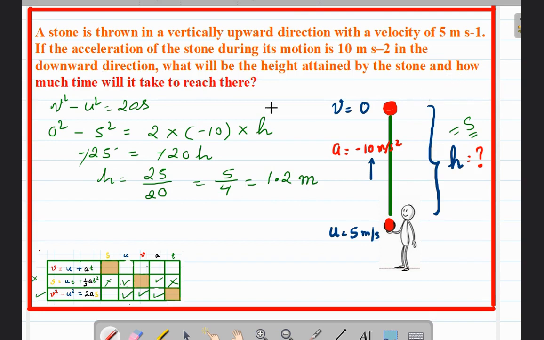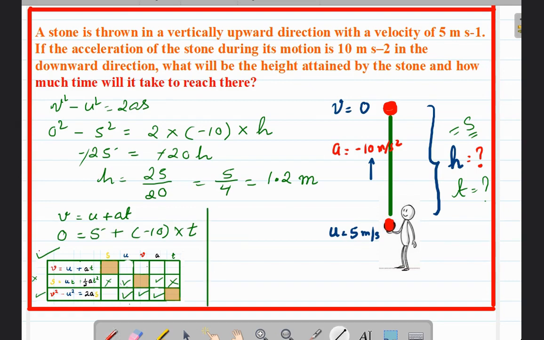Now next in this question, we also have to find how much time it is going to take. So let us find the time also. To find time, I can use my first equation because I know v, I know u, and I also have the information of a. So that means using the first equation, I can easily find time. So let us find time using the equation v is equal to u plus at. Here my v is 0, u is 5, plus acceleration, which is given as negative, minus 10, and time we have to calculate.